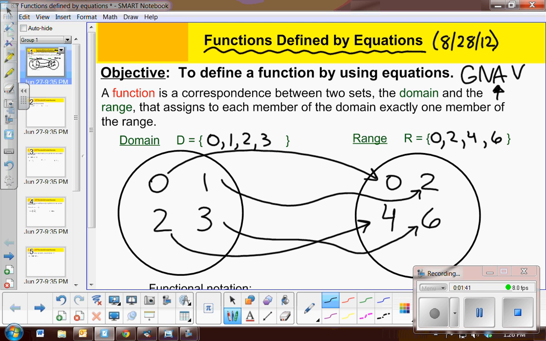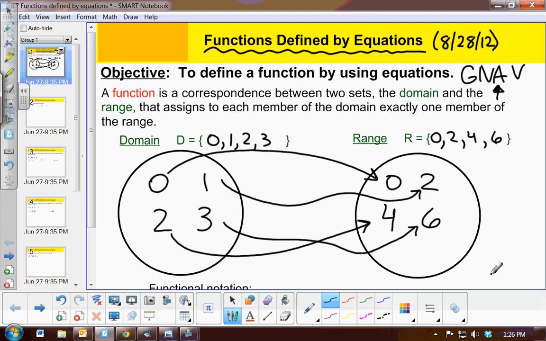Now, what we need to do is represent this algebraically. But before we do that, let me minimize this so we can see. Let's make a table of this data. It helps us sometimes to come up with the function. So the domain was 0, 1, 2, 3. The range was 0, 2, 4, 6. Now, I want you to look at the domain and look at the range. Can you see what mathematical operation is being performed to get from the value 0 to 0? That one's not quite so obvious, but maybe here.